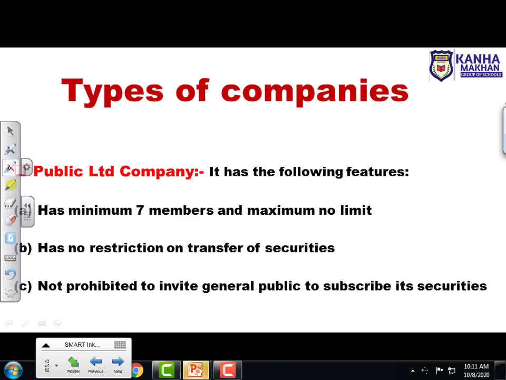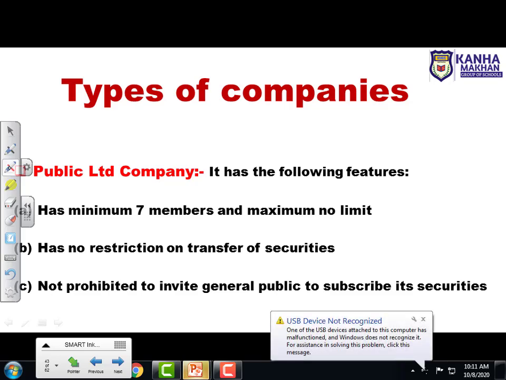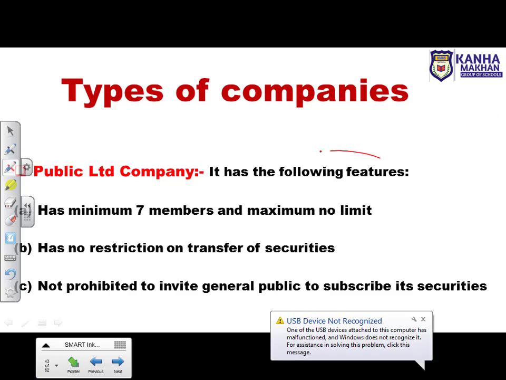Before this we discussed the private company, now we will discuss public limited company. So what is a public limited company? It is very simple. That company which is not private is a public limited company. It is a simple thing: the company that is not private is a public limited company. But yes, public limited companies have different features. The features are as follows.